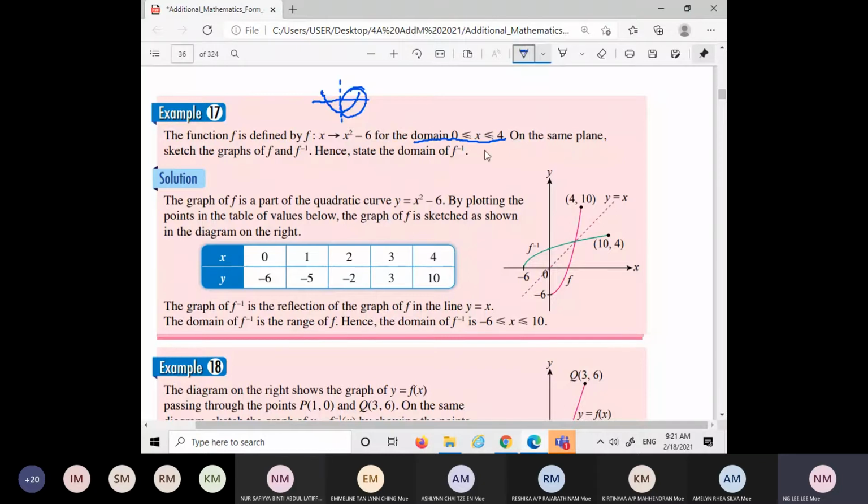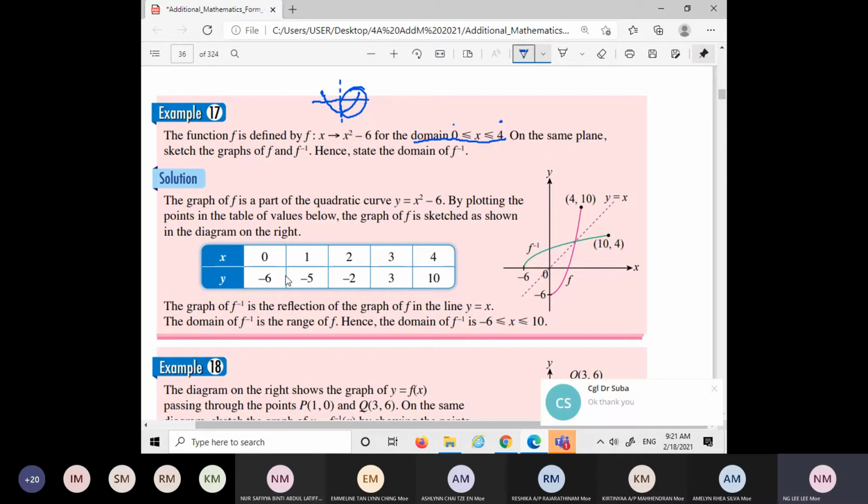So on the same plane, sketch the graph of f and then the inverse. After that you have to state the domain of the inverse. So how to sketch this graph? Quadratic is quite simple. If you want, you can set a few points. This is the first point and this is the last point. So you see they built the table. The first point is 0, and the last point is 4. So in between will be 1, 2, 3.